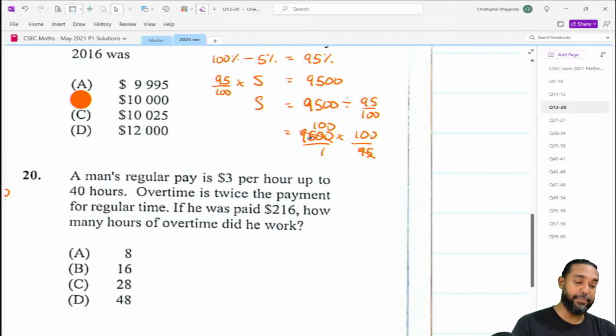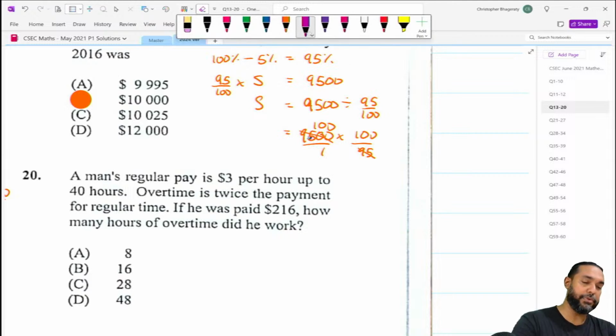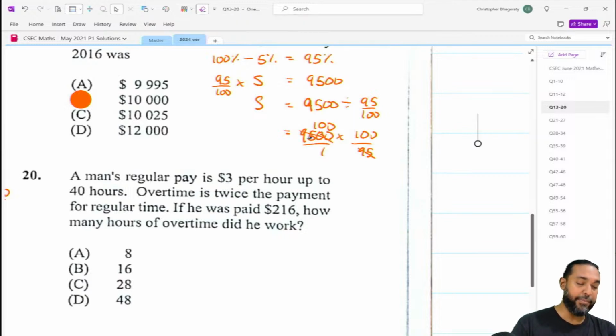Right, a man's regular pay is $3 per hour up to 40. We saw this previously, right? Yeah, overtime is twice the payment for regular time. Okay, no problem. Sounds good. If he was paid $216, how many hours of overtime did he work? Okay, so he was paid how much? $216 in total. Now his regular pay is $3 per hour up to 40 hours.